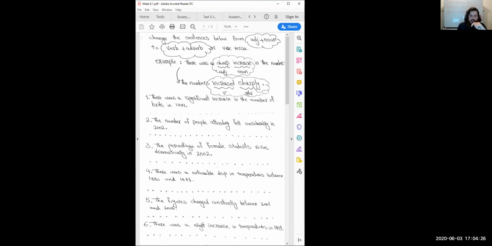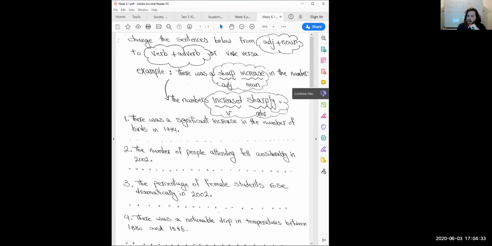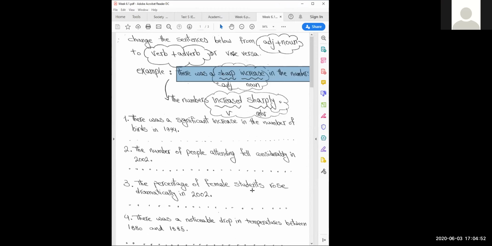So if we have a look at this, guys, something I wanted to practice with you all, and I'll probably get you guys to practice a little bit for me here. Mickey, would you be able to turn on your microphone, please, mate? Can you read that first sentence for me here? There was a sharp increase in the numbers. Fantastic. And this one here. The number increased sharply. Okay.